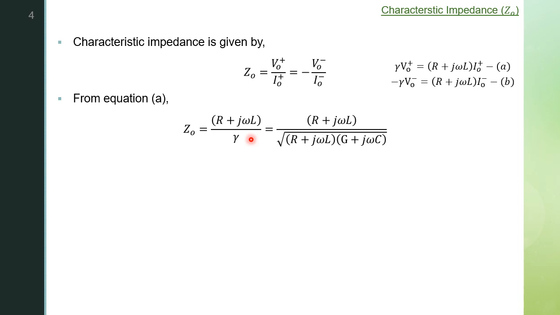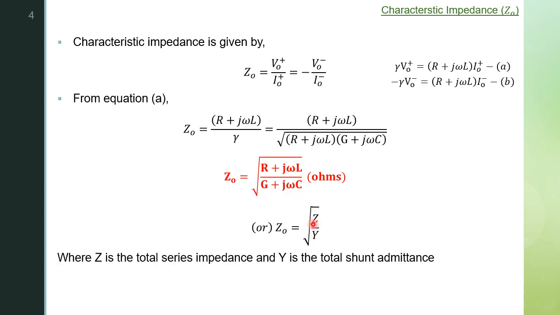And what is γ? It is called the propagation constant, which is given by the root of (R + jωL)(G + jωC). On cancelling one root of (R + jωL), we will get the expression for characteristic impedance Z0 as the root of (R + jωL)/(G + jωC), which is called the characteristic impedance, and it is measured in ohms. So this Z0 can also be expressed as the ratio of the series impedance Z of the series elements R and L divided by the shunt admittance Y. So Z0 can be written as root of Z by Y.